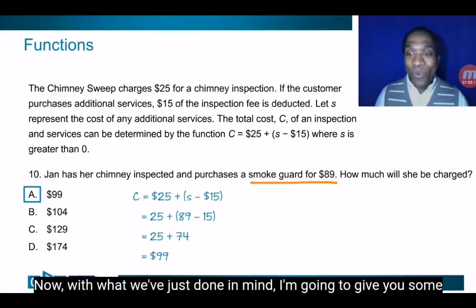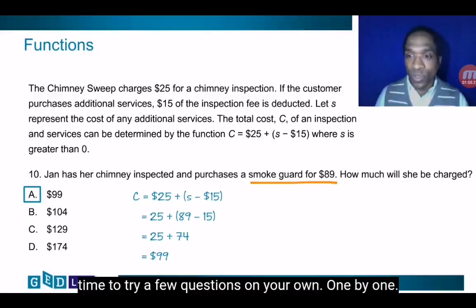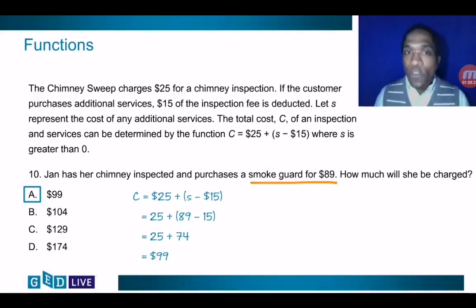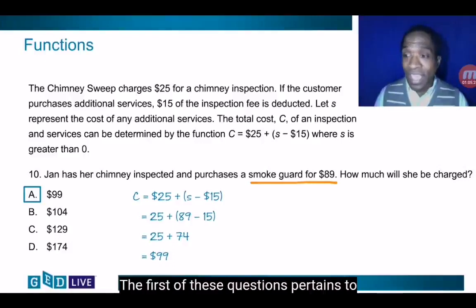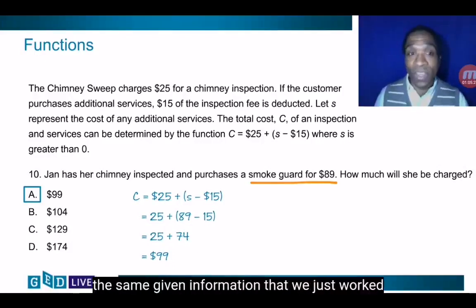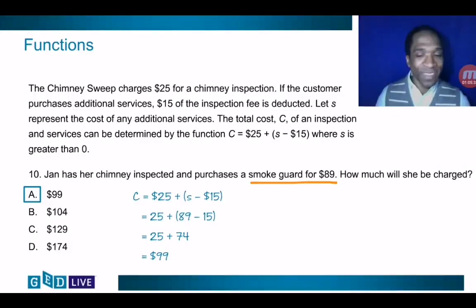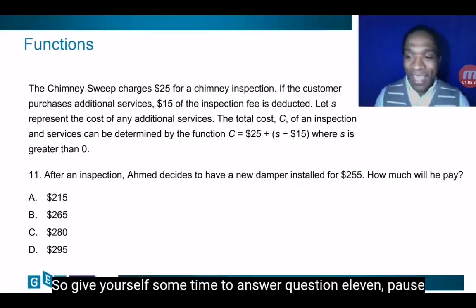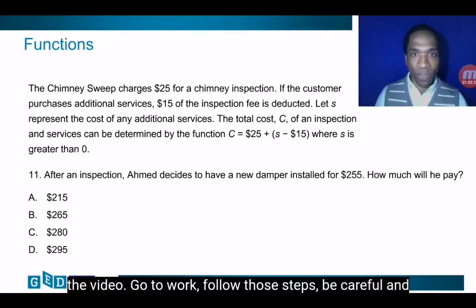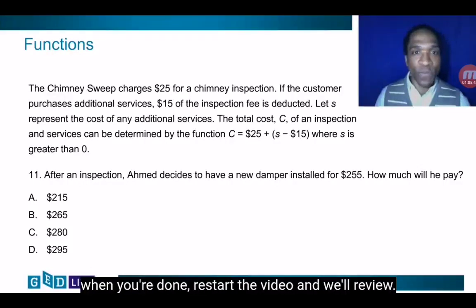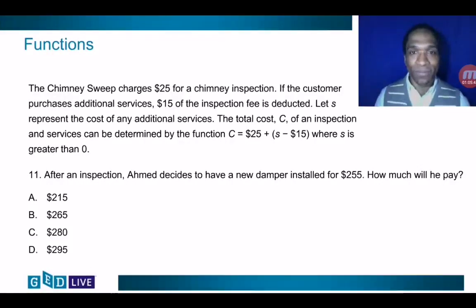Now, with what we've just done in mind, I'm going to give you some time to try a few questions on your own, one by one. And the first of these questions pertains to the same given information that we just used, but they're going to tweak it. So give yourself some time to answer question 11. Pause the video, go to work, follow those steps, be careful. And when you're done, restart the video and we'll review.